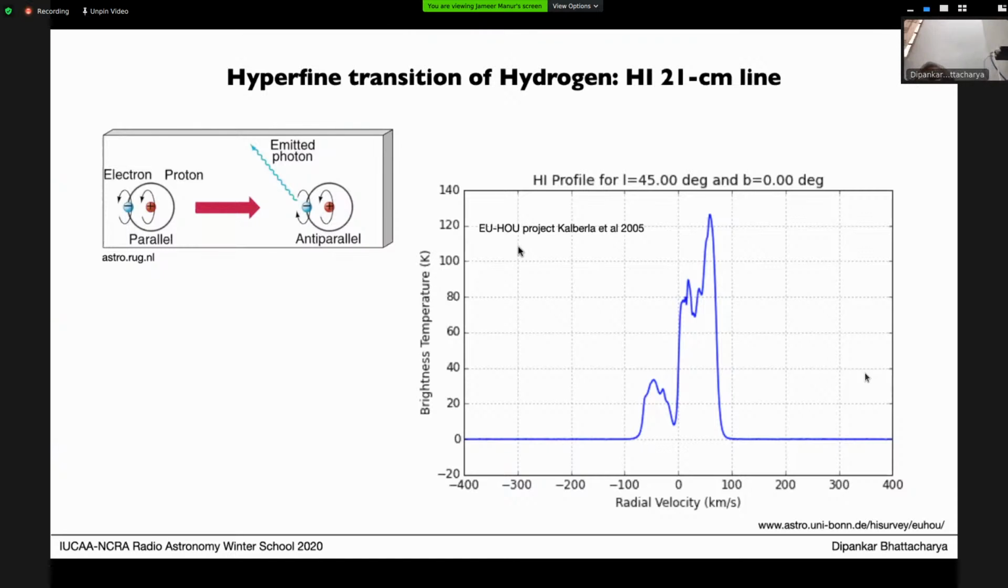So in fact, you can then work back and map the distances to these gas concentrations using the rotation profile of our galaxy. So basically, what this profile is showing is that the gas is distributed in clumps at different distances from us, and each of these different distances has a different relative velocity with respect to us.